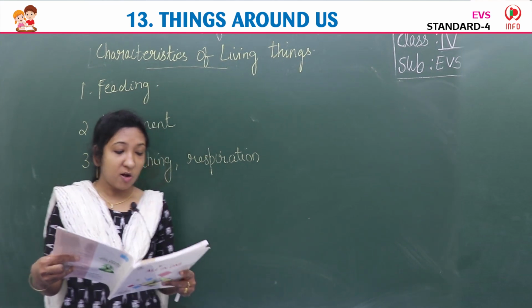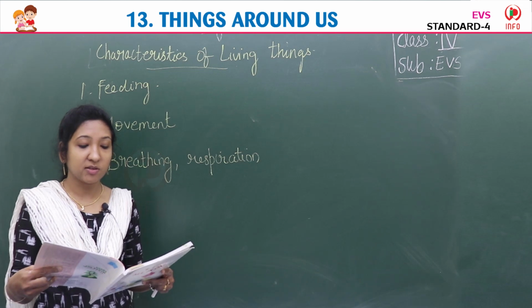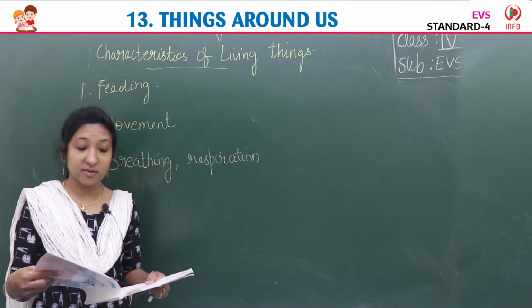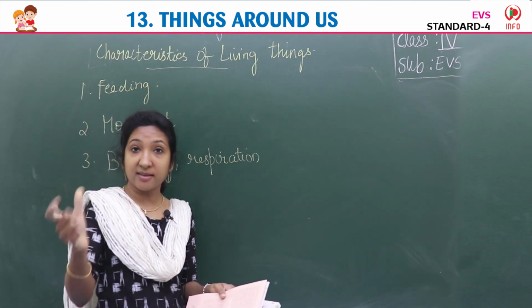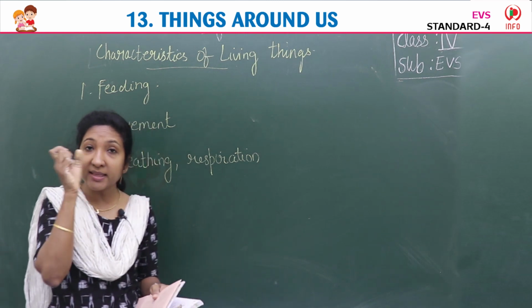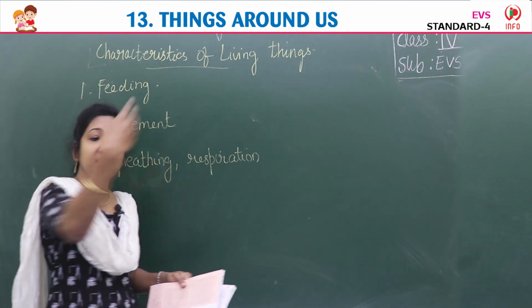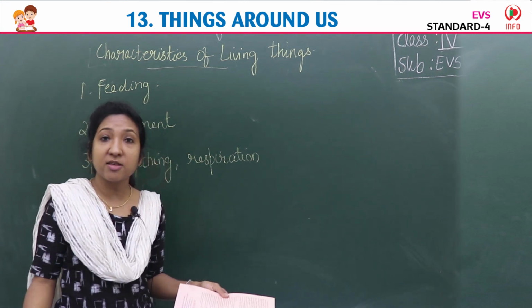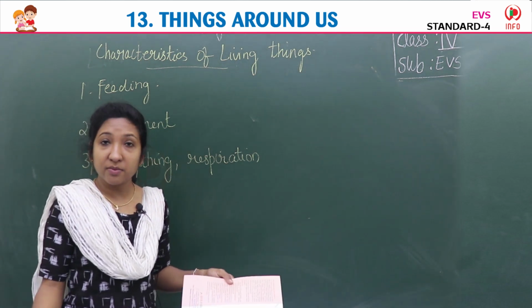Breathing or respiration. All living things exchange gases with their environment. Animals take in oxygen and breathe out carbon dioxide. All living things, they exchange gases in the environment. Means animals, they need oxygen, so they take the oxygen and they release what? Carbon dioxide, we say. We also need oxygen to live, isn't it? We are breathing. Animals also breathe.